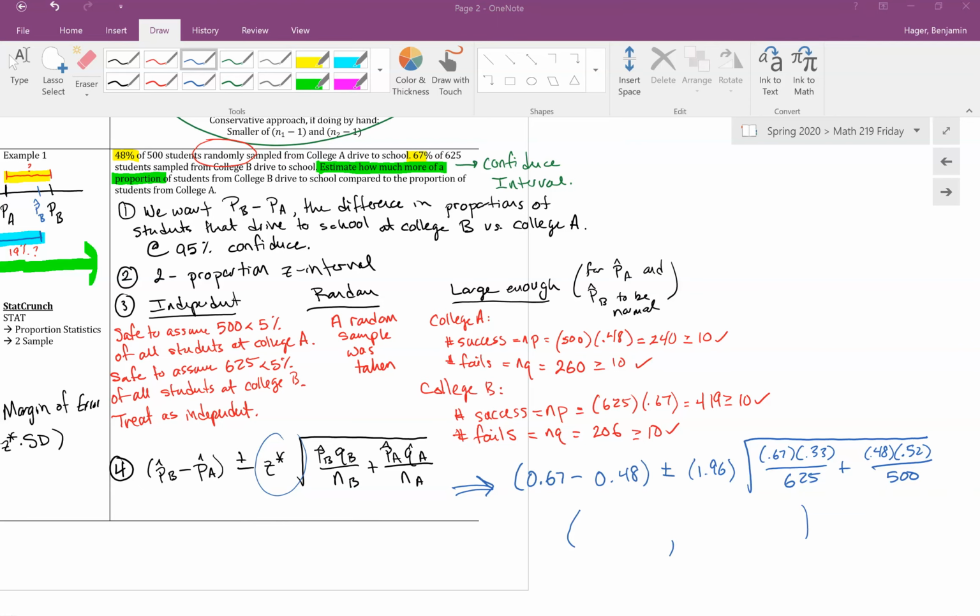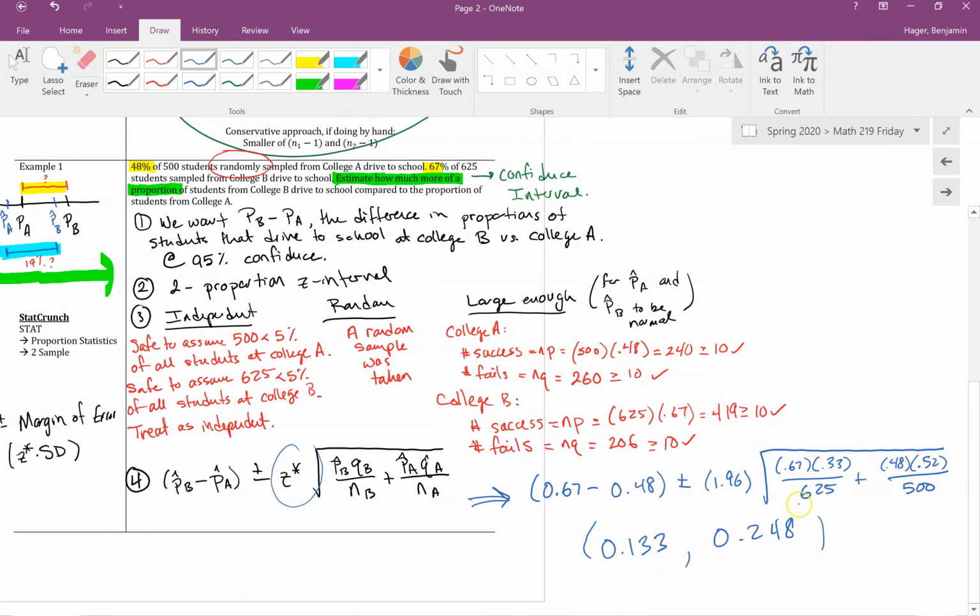Okay, if I typed it all in my calculator right, and we'll do StatCrunch after this to verify, this is what I get. What that window represents is the difference in the proportion of students that drive to college B compared to college A. So this is between 13.3% and 24.8%. We would say that between 13.3% and 24.8% more of the students at college B drive to school compared to college A.